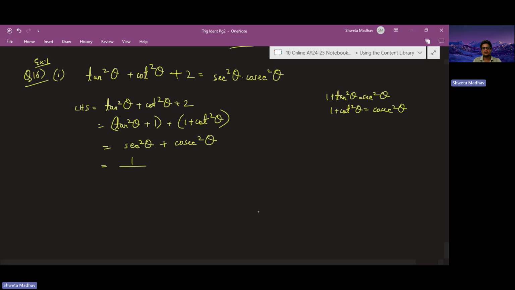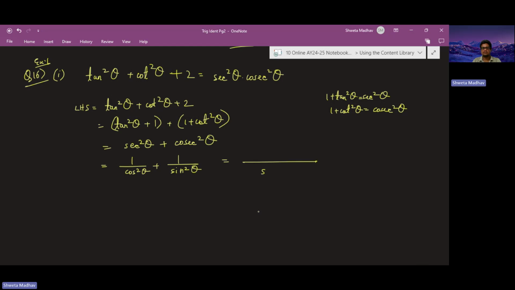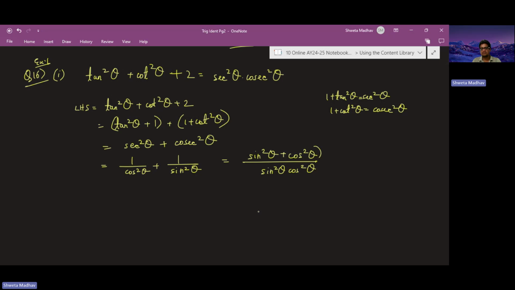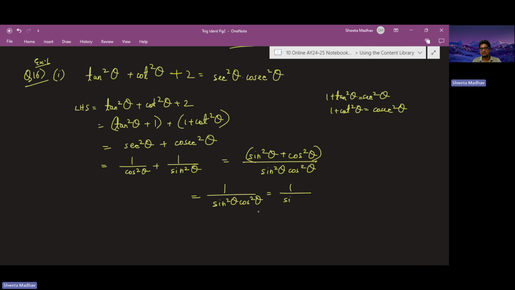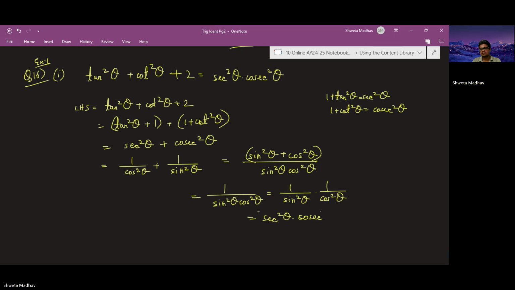Now sec square theta is 1 by cos square theta and cosec square theta is 1 by sin square theta. Now we can simplify it. If we take the LCM, then we get sin square theta into cos square theta, and in the numerator, we will get sin square theta plus cos square theta. Now sin square theta plus cos square theta, we know that is equal to 1. So this will be 1 by sin square theta into cos square theta. So this we can write as 1 by sin square theta into 1 by cos square theta. Now 1 by cos square theta is sec square theta and 1 by sin square theta is cosec square theta, which is equal to the right hand side. So hence proved.